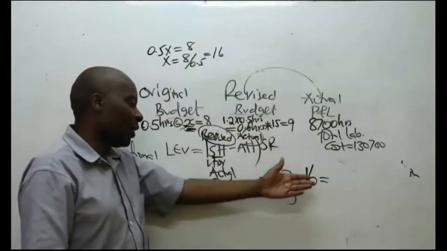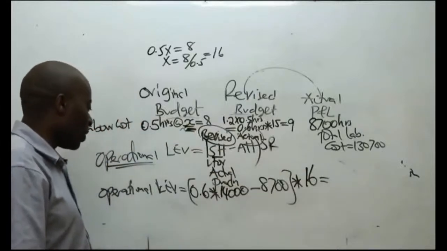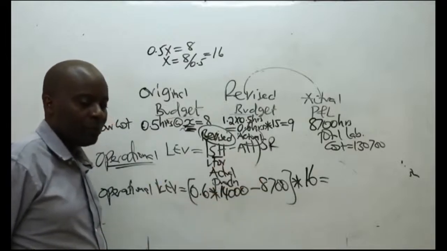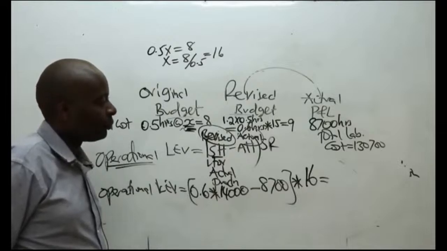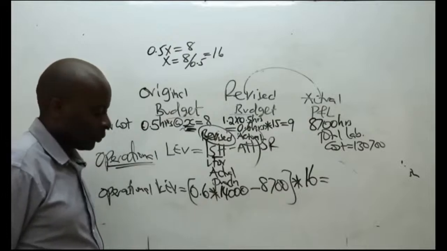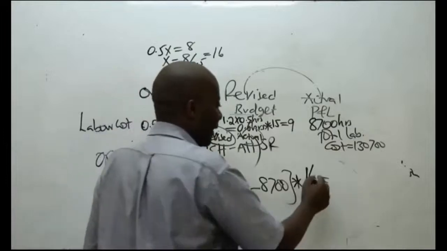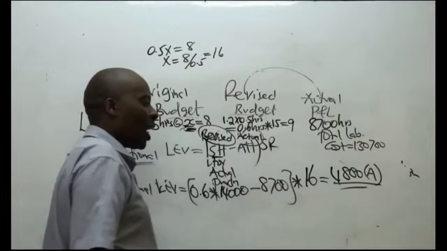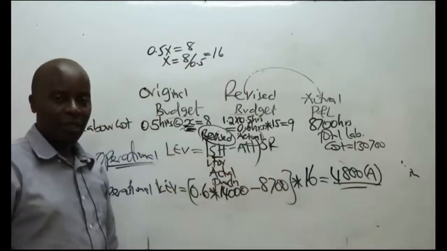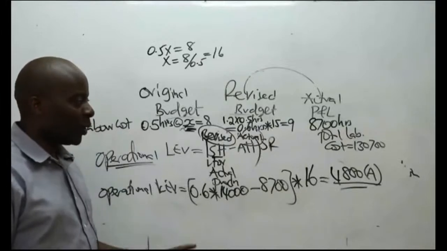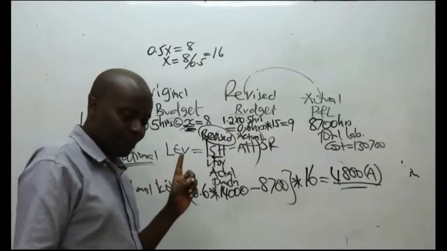So could you kindly give me an answer here? For labor, operational labor efficiency variance, what are we able to get, somebody there? 4,800. I think there's somebody who had gotten this figure. 4,800 what here? Adverse, which is negative.